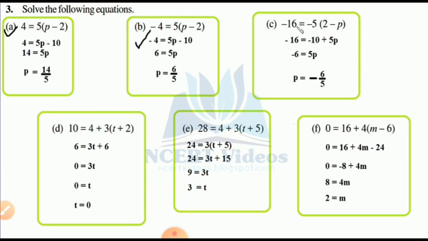Minus 16 is equal to minus 5, 2 minus 5. Very easy method, you can use it. You can go through anyway. But steps remain the same and final answer also remain the same. अब कुछ भी method ले लो बेटा. Mathematics says that is a magic. Answer remain the same. P is equal to minus 6 upon 5.